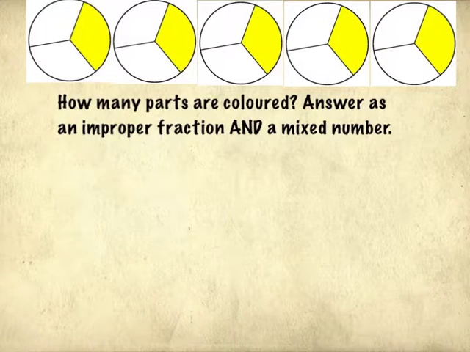So here's another one, and I'd like you to give it a try. How many parts are colored? Answer is an improper fraction and a mixed number. Pause the video here and see if you can figure it out, and when you come back, I'll have the answer for you.